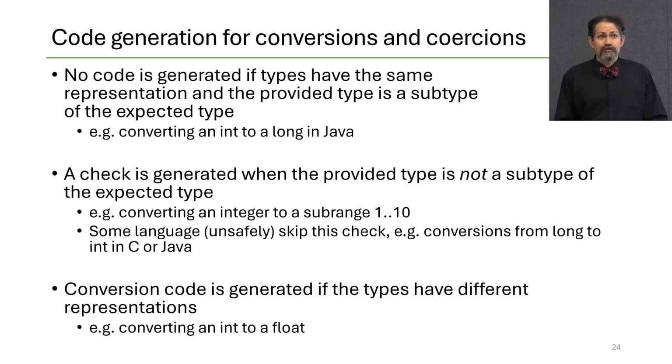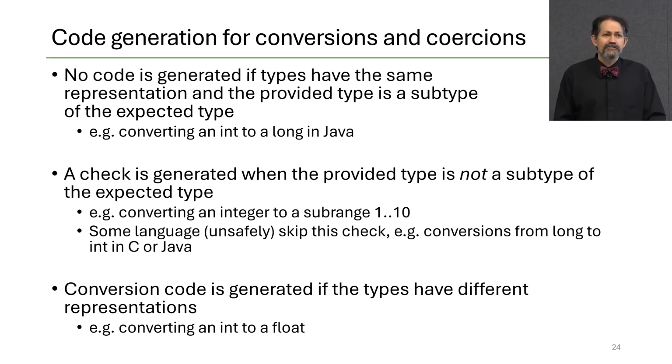There are various considerations for code generation for both conversions and coercions. If we're converting between types that have the same representation, and the provided type is a subset of the expected type, for example, converting an int to a long in Java, then no code need be generated because we can just treat the one as the other. On the other hand, a check is generated when the provided type is not a subtype of the expected type. So what if we have an integer and we're converting it to a subrange of 1 to 10? To be safe, we need to check: is that integer really in that range?